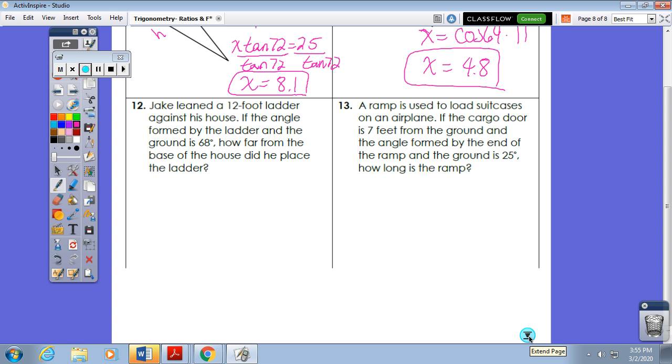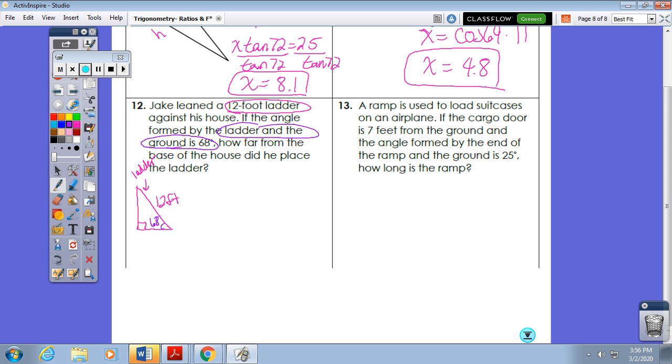We've talked about this before. So Jake leaned a 12-foot ladder against a house. So we have seen problems like this with the ladder. So here's your ladder. And it was a 12-foot ladder. Okay. The angle formed by the ladder and the ground. So the ladder and the ground here would be at the bottom. So that's our 68 degrees.